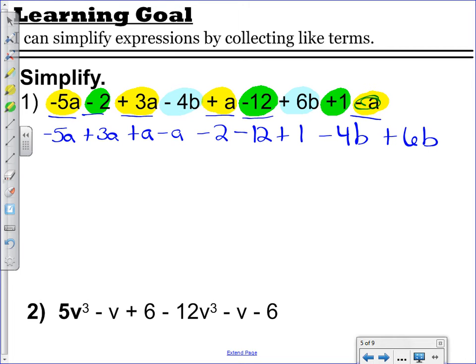Okay, so we've grouped all of our like terms together. Now what I need to do, my second step, is I need to add and subtract the coefficients. So I need to take care of my A's here, remembering that when there's no number in front, it's always a 1. So, Yulia, what will I get for how many A's are there altogether? What would you put in your calculator?